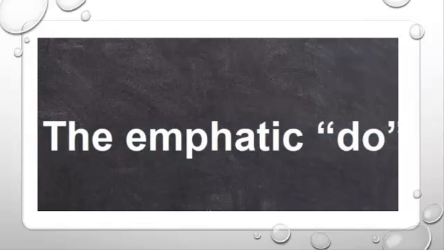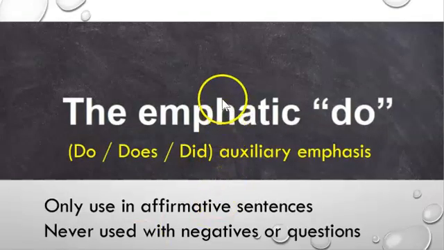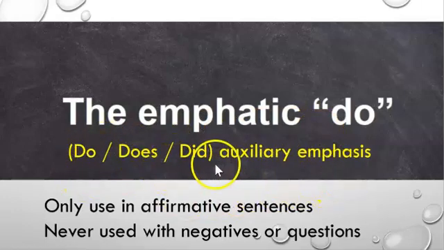Unlike ordinary auxiliary verbs, which are typically unstressed in speech, the emphatic do is almost always stressed. The emphatic do uses the auxiliary emphasis do, does, or did, only used in affirmative sentences, never used with negatives or questions. Take a look at these examples of the emphatic do in various contexts. You really do see this verb form more than you might think.